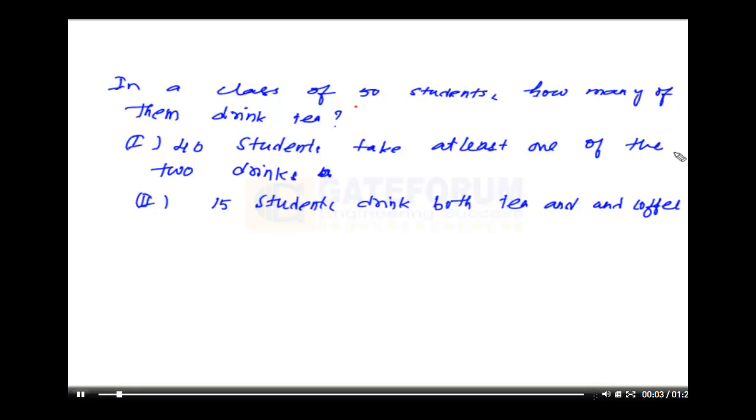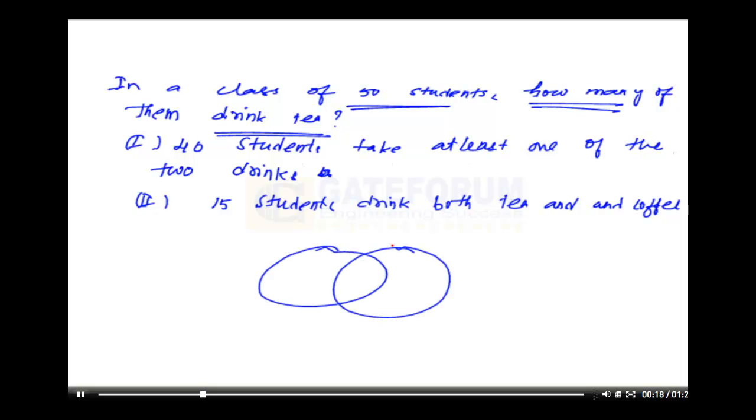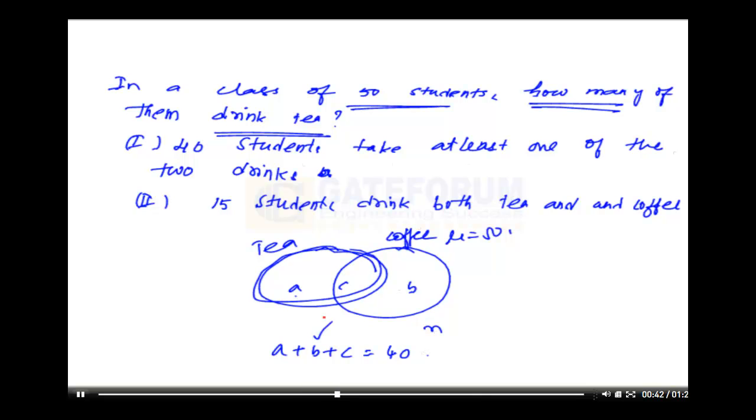In a class there are 50 students and we have to find how many of them will drink tea. Let us look into statement 1. 40 students take at least one of the two drinks. So there are 40 students in the class who will take at least one drink. At least one drink is minimum one or both. So that is nothing but A plus B plus C is given as 40. Now we have to find the number of students who drink tea, that is A plus C. We have no information about B, so statement 1 alone is not sufficient to answer.